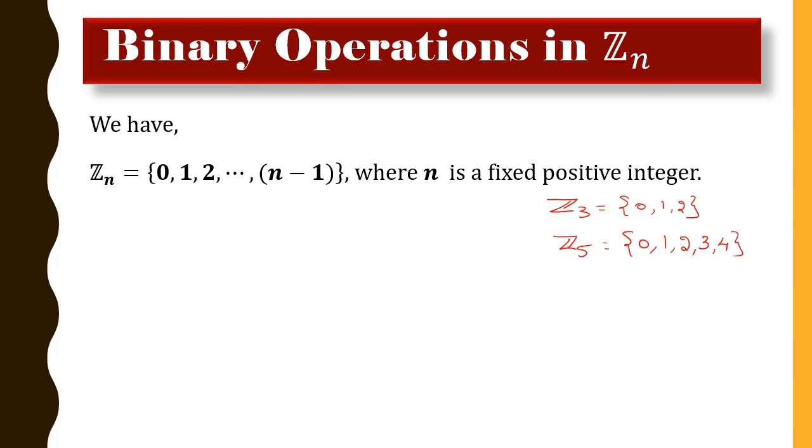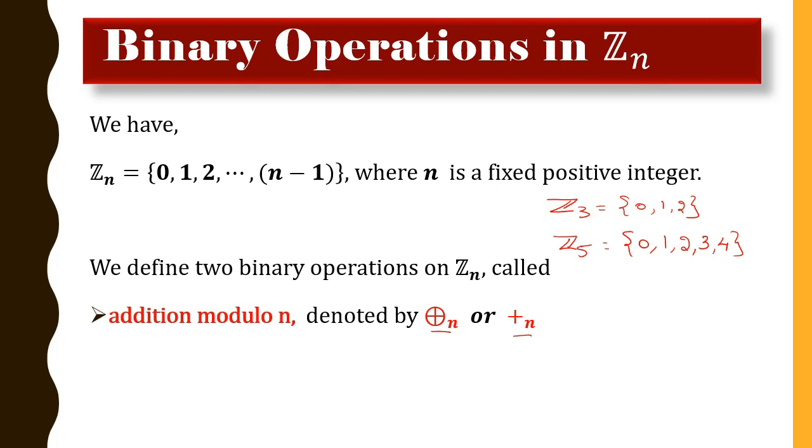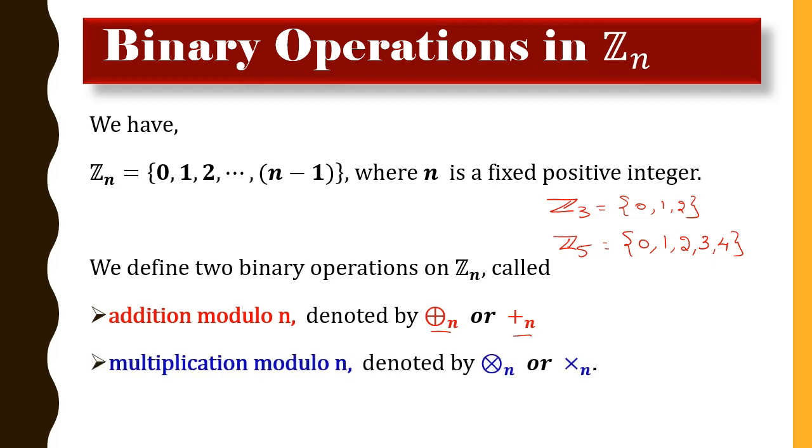Now we shall define two binary operations in the set Zn, namely addition modulo n, which is denoted by these two symbols, and multiplication modulo n, which is denoted by like this. So multiplication and the suffix n. Okay, now we shall define one by one.